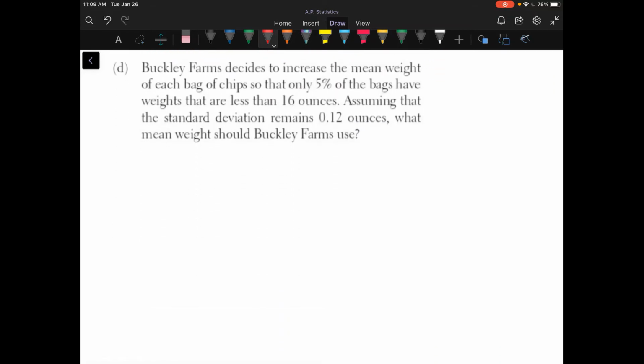Lastly, we get that Buckley Farms decides to increase the mean weight of each bag of chips so that only 5% of the bags have weights that are less than 16 ounces, assuming that the standard deviation remains at 0.12 ounces. What mean should Buckley Farms use? All right, so that's the question we're answering.